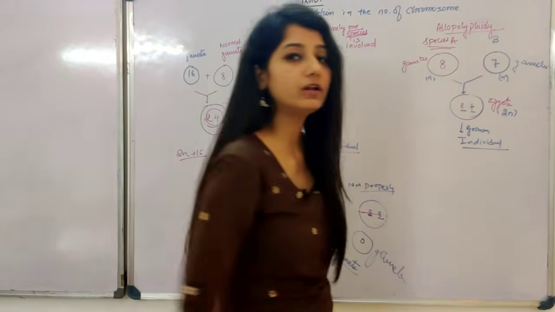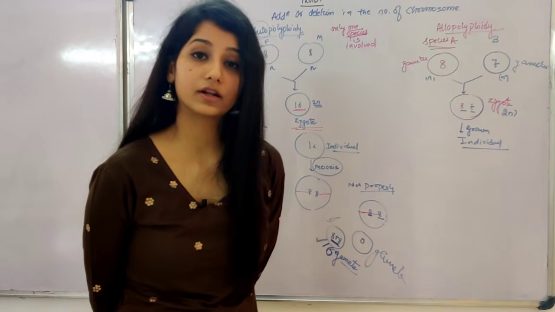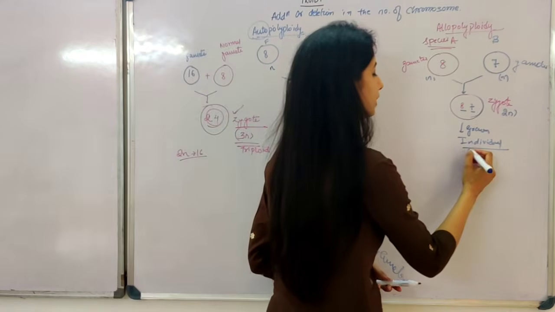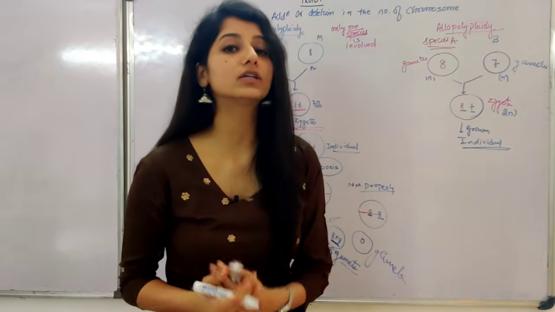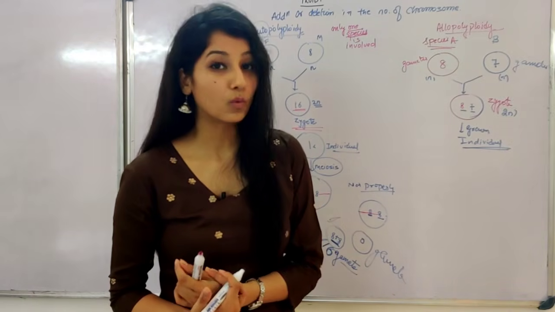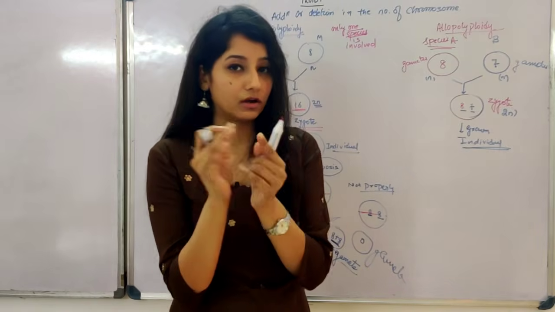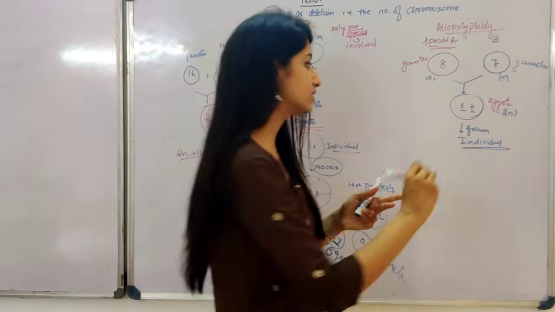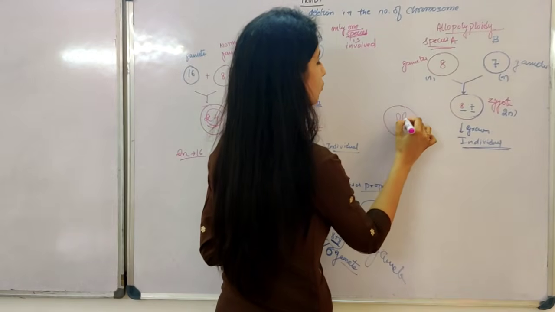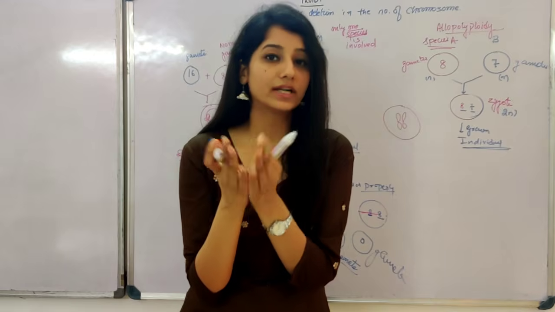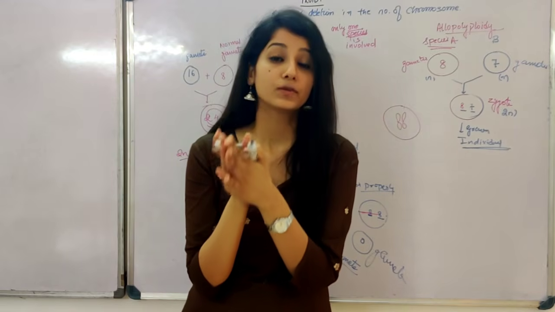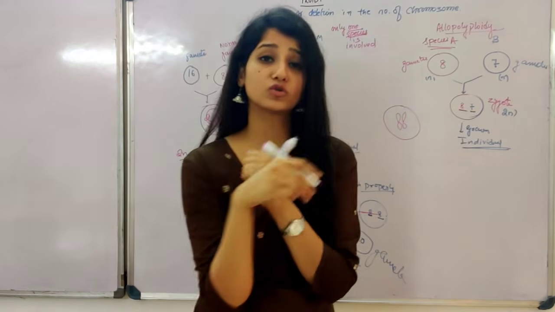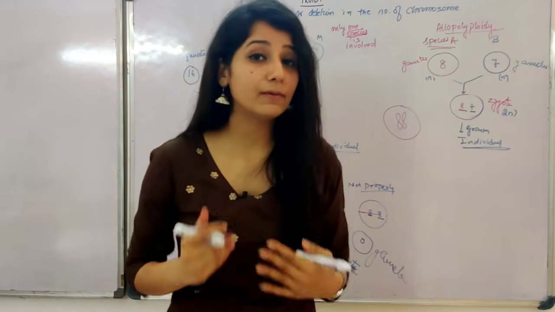Now this individual will also undergo meiosis because it wants to form gametes. But meiosis won't be able to occur. Why? Because during meiosis, pairing of chromosomes occurs in metaphase, where homologous chromosomes pair up. Homologous chromosomes are similar, so they pair up. But now these 8 chromosomes and these 7 chromosomes are totally different. They won't be able to pair up.